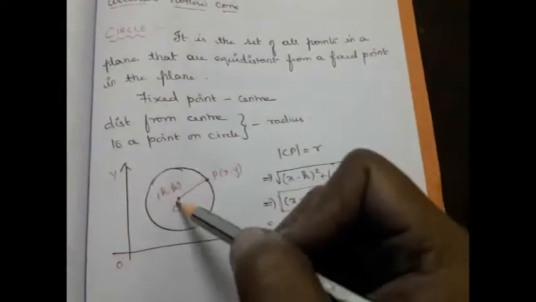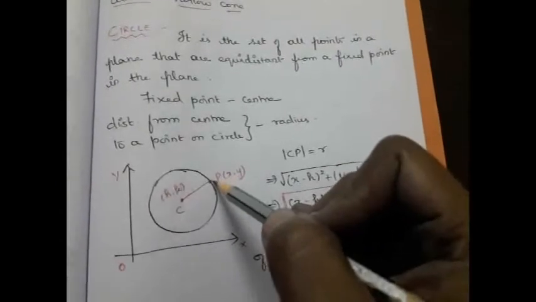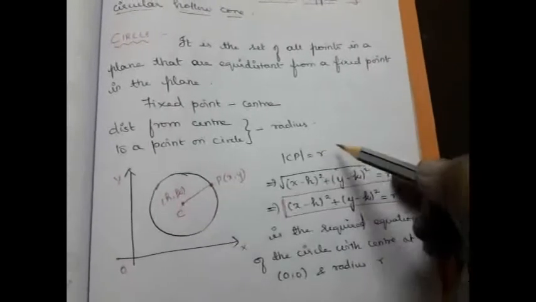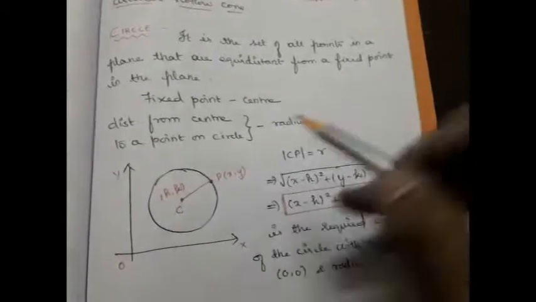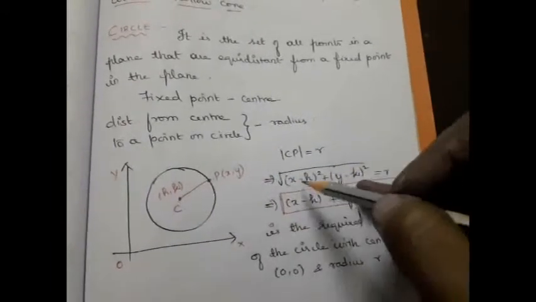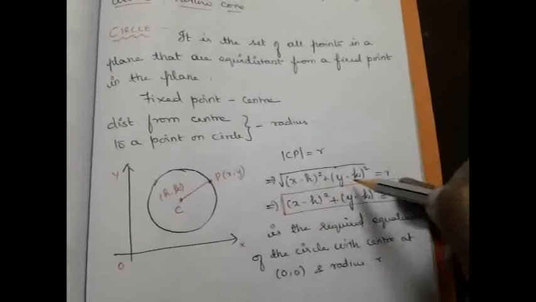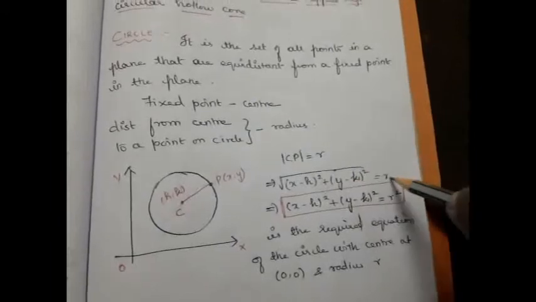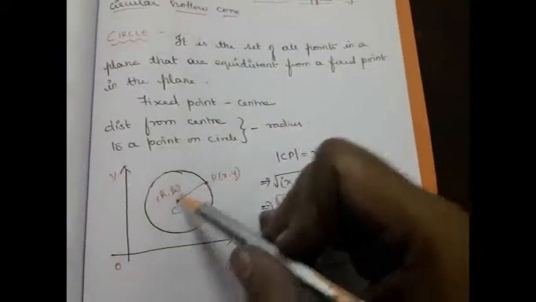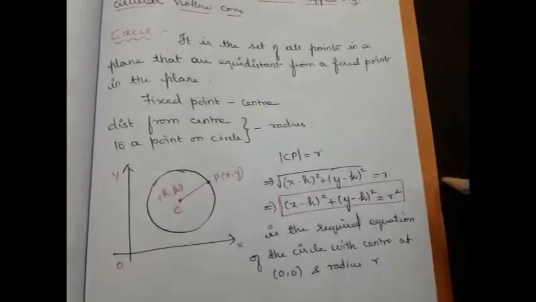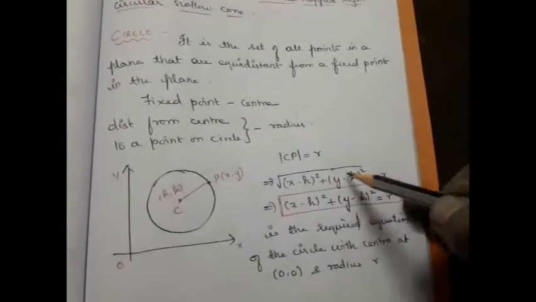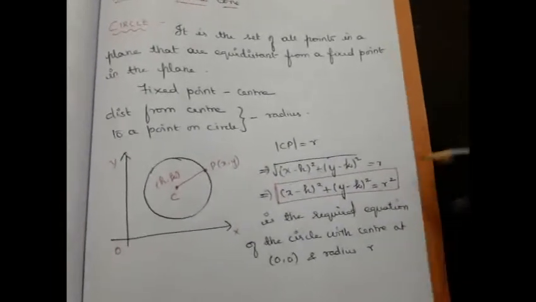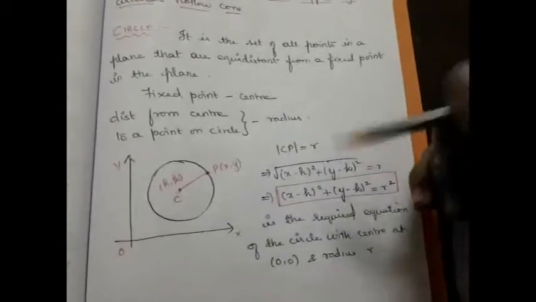If the center is h comma k and let P be any point on the circle, then we know the distance between C and P is our radius r. Right? Now what is the distance formula? Square root of x2 minus x1 the whole square plus y2 minus y1 the whole square. So square root of x minus h the whole square plus y minus k the whole square equals r. We are finding the distance between C and P. So if we square on both sides, we will get x minus h the whole square plus y minus k the whole square equals r square.